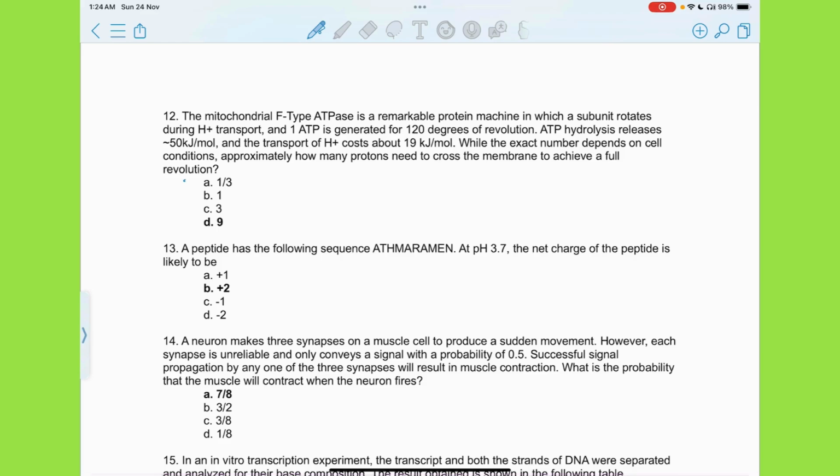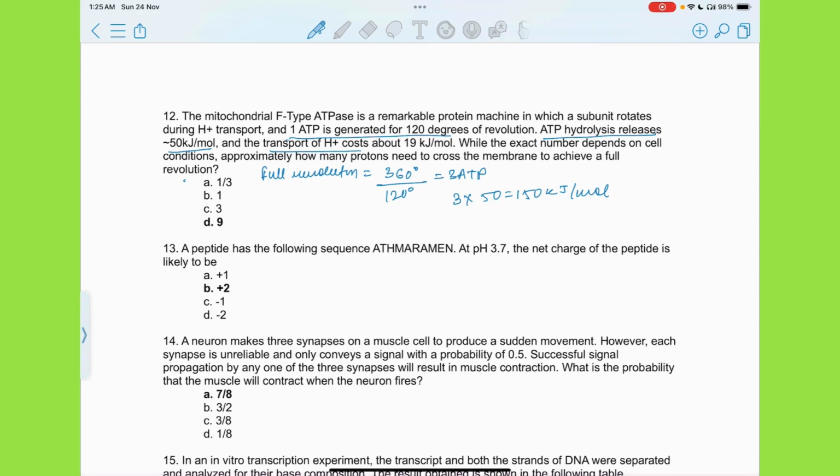So, let's consider a full revolution, which comprises 360 degrees, and 1 ATP is generated for 120 degrees. So there will be 3 ATP generated. Now for 3 ATP generated, ATP hydrolysis is releasing 50 kilojoule per mole. So the energy released for the 3 ATP will be 3 into 50, that is 150 kilojoule per mole.